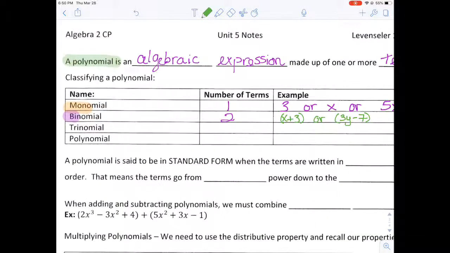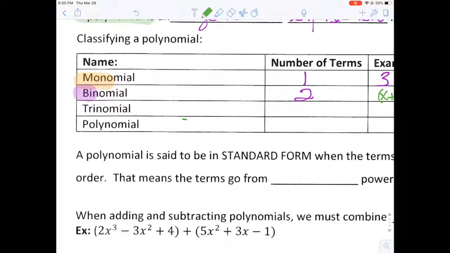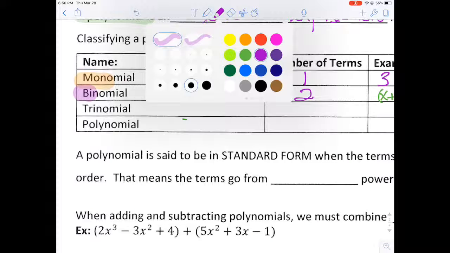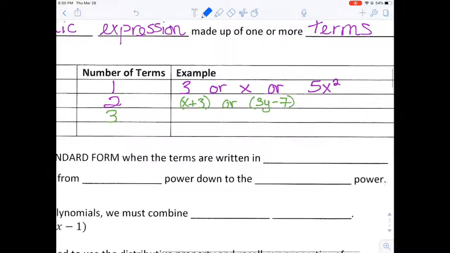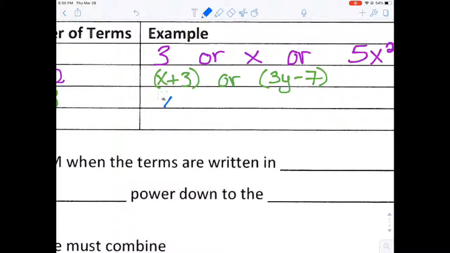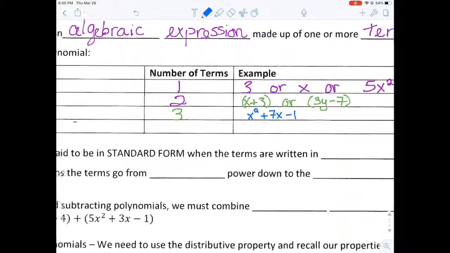Has two terms. A trinomial, as you might be able to guess, has the prefix tri means 3, so that has 3 terms. And that might look like the quadratics you've just been graphing. x squared plus 7x minus 1. All three of those pieces have to be separate, and since there's 3 of them, separated by addition and subtraction, that makes it a trinomial.